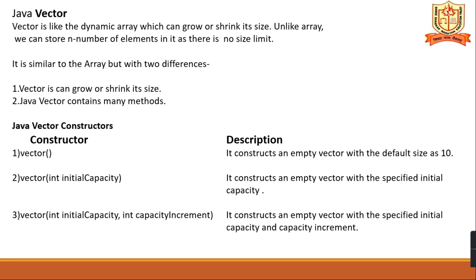So what is a vector? A vector is like a dynamic array which can grow or shrink its size. Unlike an array, we can store n number of elements in it as there is no size limit. Is it clear? An array is a fixed size, but a vector can grow or shrink its size. So it is similar to the array, but with two differences.